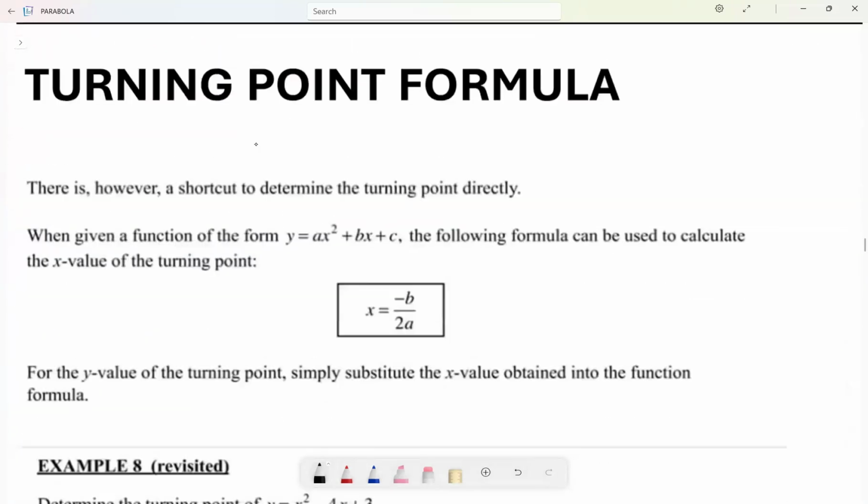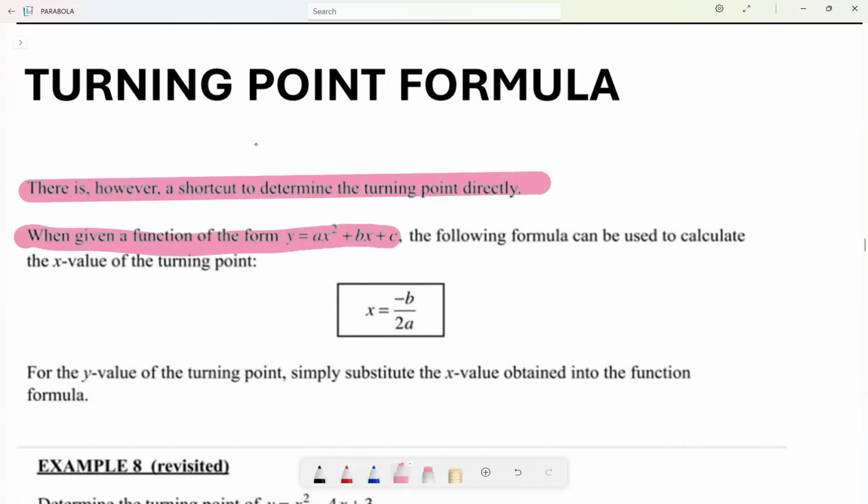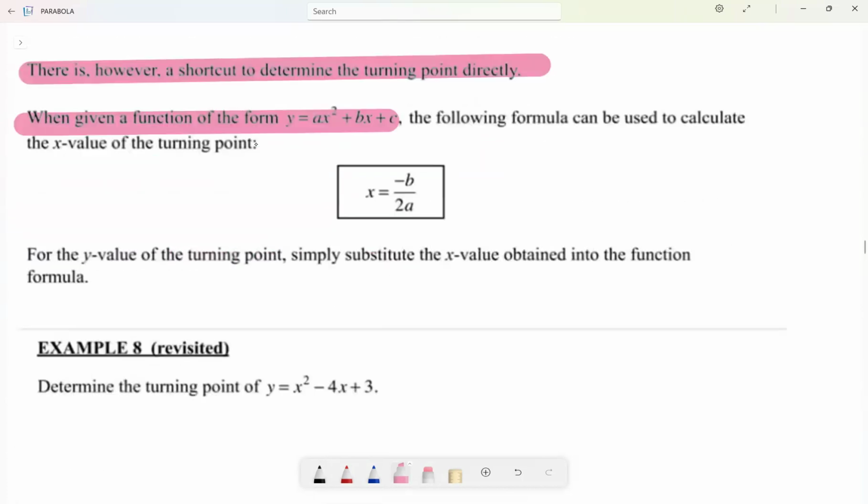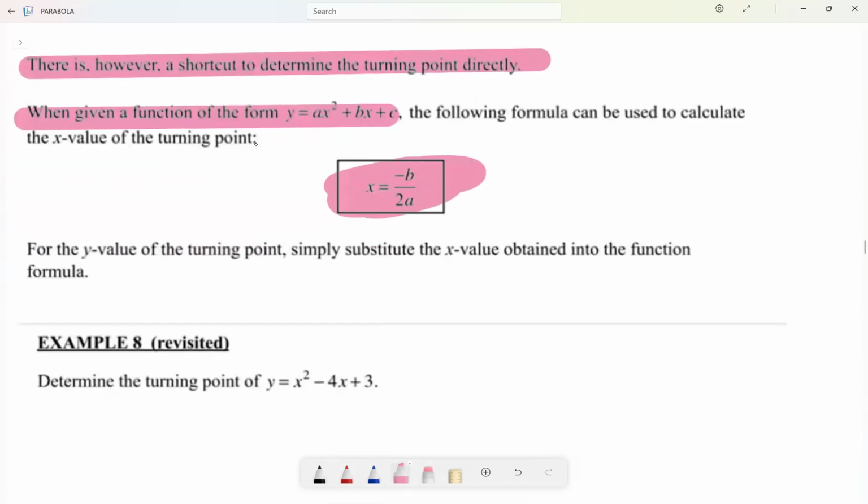What is the turning point formula? Okay, so there is, however, a shortcut to determine the turning point directly. When given the function y is equal to ax squared plus bx plus c, the following formula can be used to calculate the x value of the turning point. Very important: the x value of the turning point can be denoted by x equal to negative b divided by 2a. For the y value, simply substitute x into the original formula.